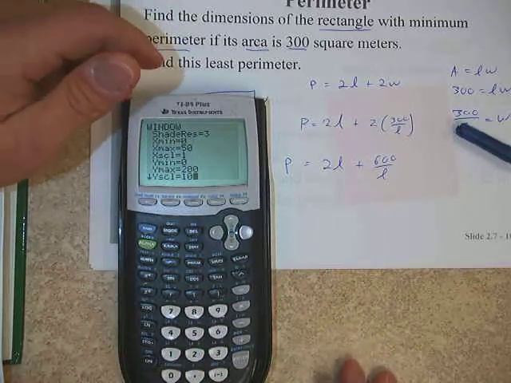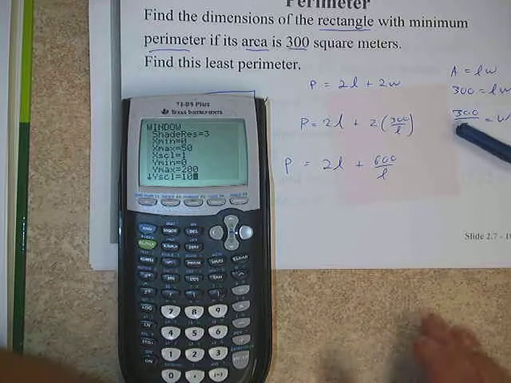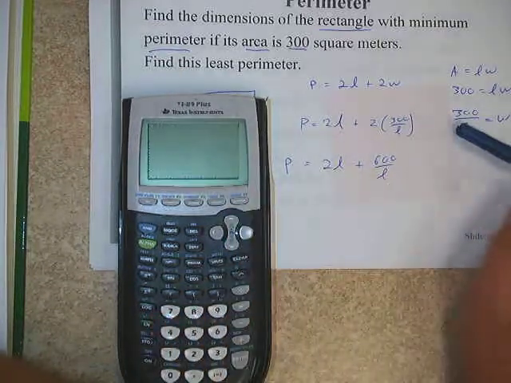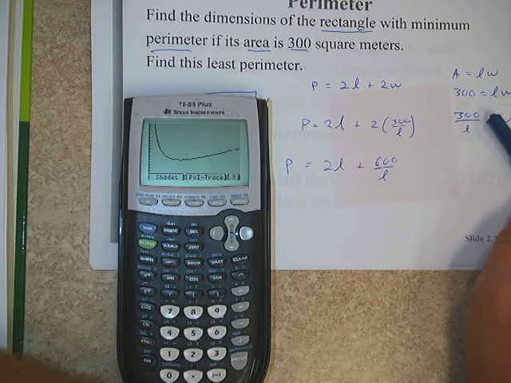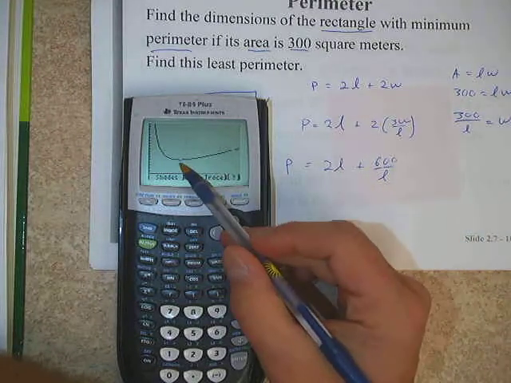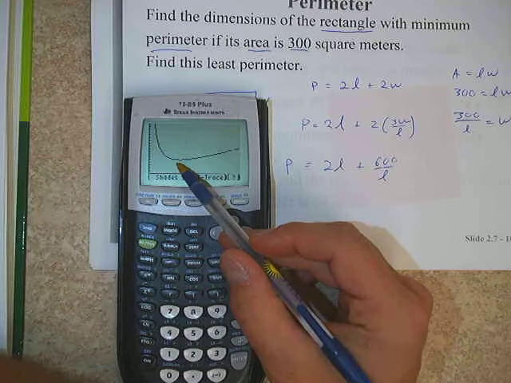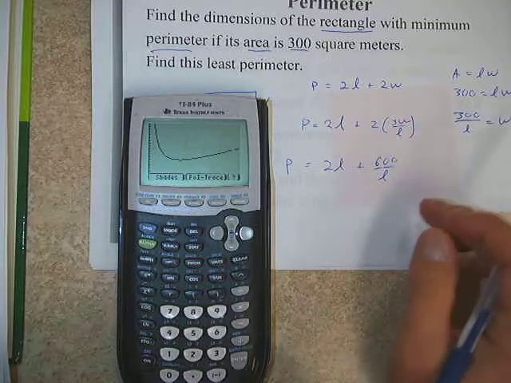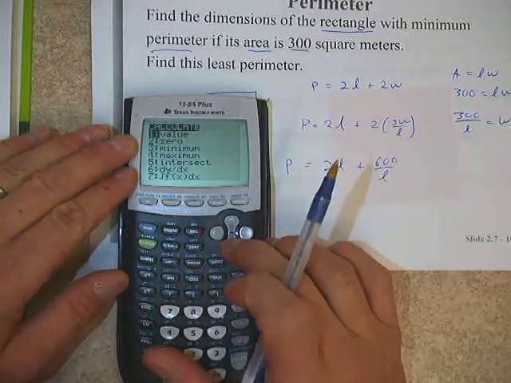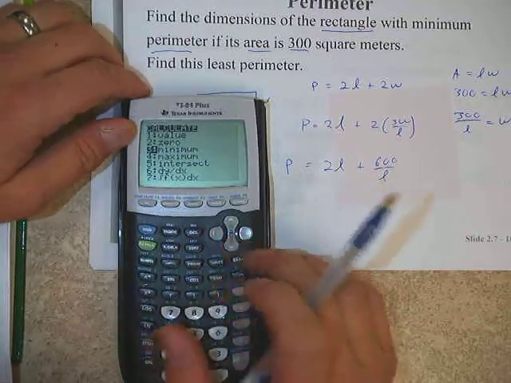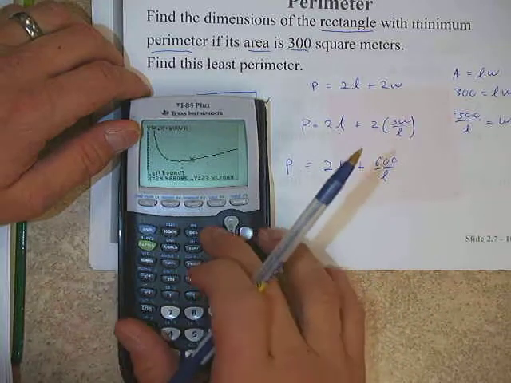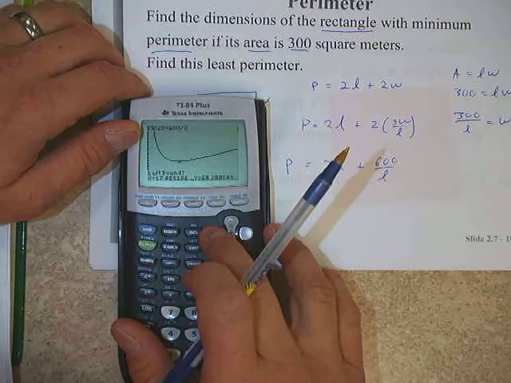My perimeter here, of course, is going to be positive as well. So I'm going to go 0 to, let's just say, 200. Again, I'm just guessing here. We may or may not see a picture, and we might have to readjust our window after we look and see what we see. But in this case, it turns out there's my P equation, and it does, in fact, have a minimum. Fair enough? So let's go ahead and find that minimum.